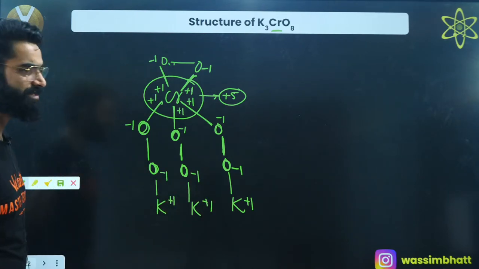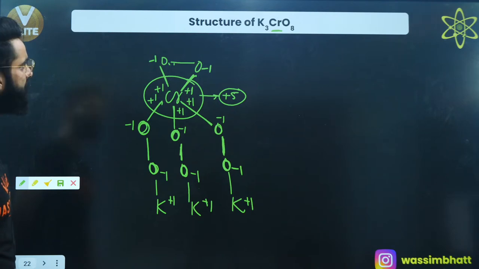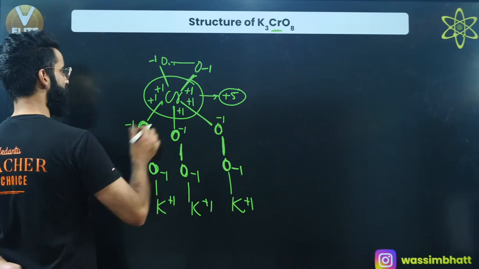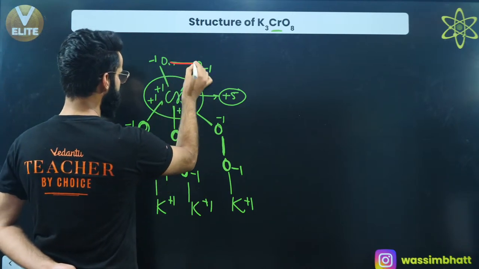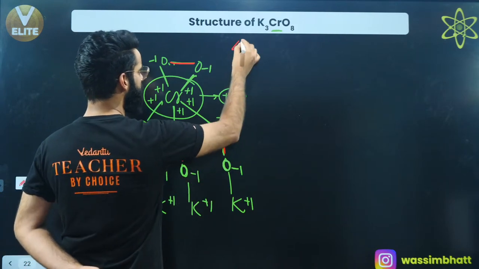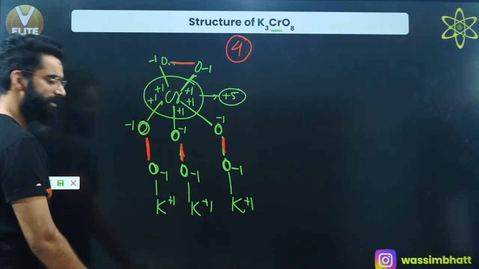So people, if I ask you, how many peroxide linkages are there in K3CrO8? You can count it. This is the first peroxide linkage, second peroxide linkage, third one, fourth one. So there are 4 peroxide linkages in case of K3CrO8, right?